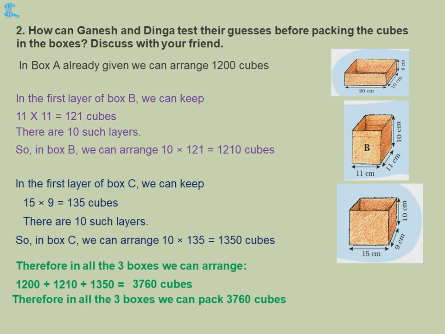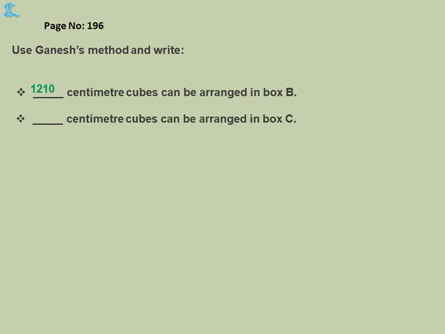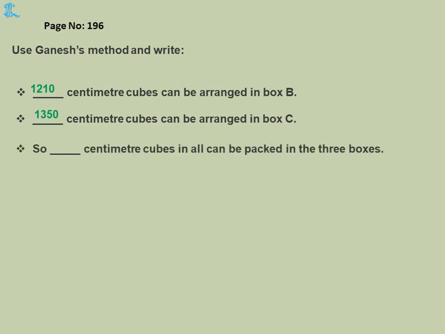Okay, children, understood what this is? Now, use Ganesh's method and write: dash centimeter cubes can be arranged in box B. In box B, how many did we calculate just now? 1210. Similarly, in box C, 1350. So, dash centimeter cubes in all can be packed in the 3 boxes. 370.